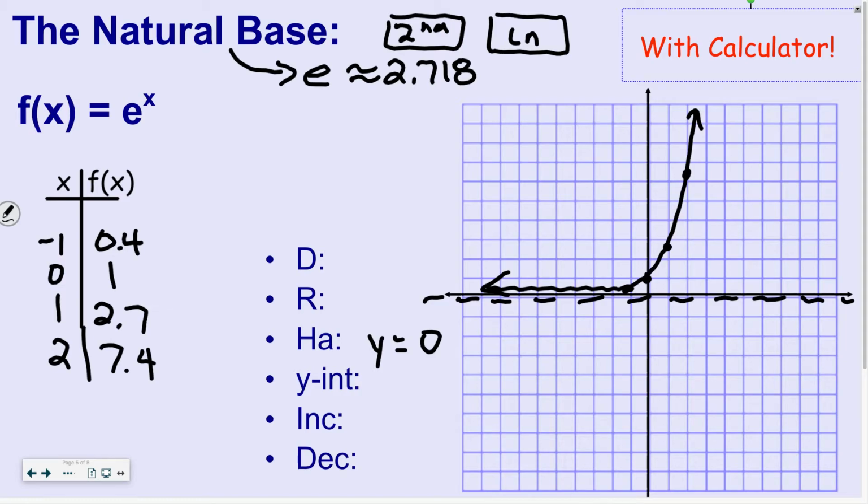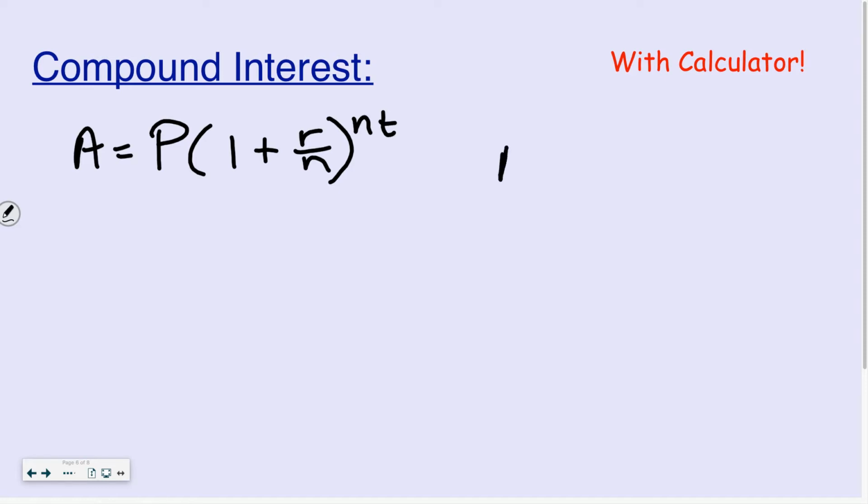Okay, last thing that we want to put in our notebooks is compound interest. And these will be with calculators. Okay, these are your two formulas. I'm going to go pretty quick because we're running short on time.